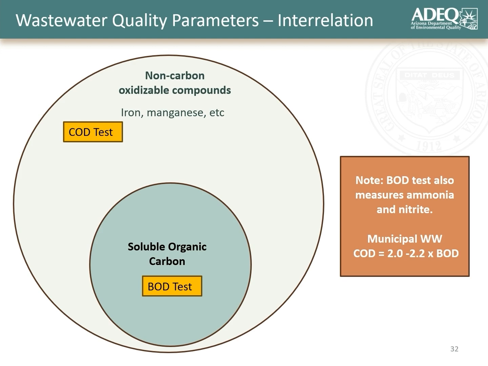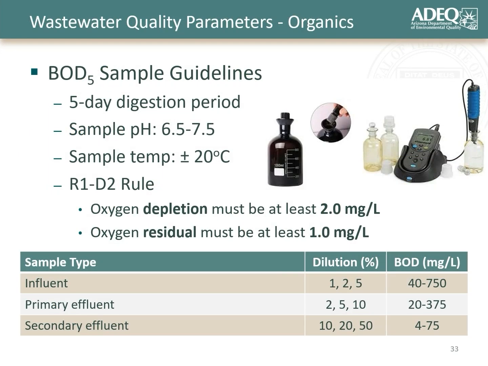Now, the COD test measures everything within the BOD test. In addition to that, it also measures iron and manganese and really complex organic carbon compounds that don't break down within 5 days. So it includes a much broader spectrum of things that can be oxidized. Because of this, for municipal wastewater, COD is typically 2 to 2.2 times BOD concentrations, which you'll typically see within municipal wastewater samples. So, how do you actually measure BOD samples?